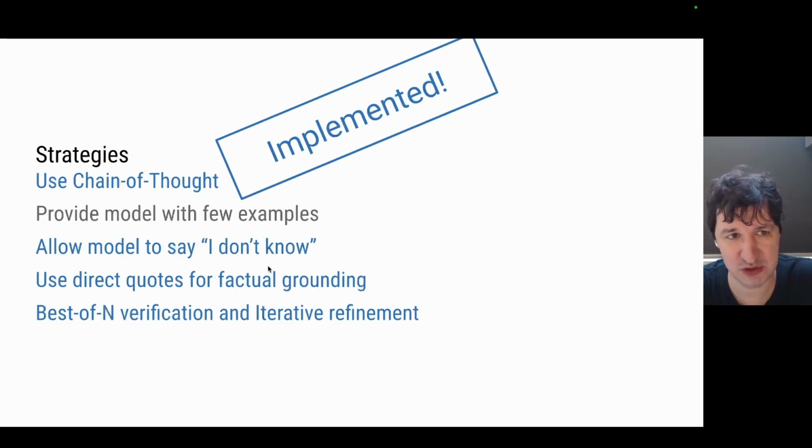Using direct quotes is also now part of many chatbots, and this best of n verification and iterative refinement often happen invisibly for you. So when you talk with ChatGPT, it's not necessarily just one run of one model. It could be that OpenAI runs a couple of models and then another model decides what's the best answer. So it also can be natively implemented.